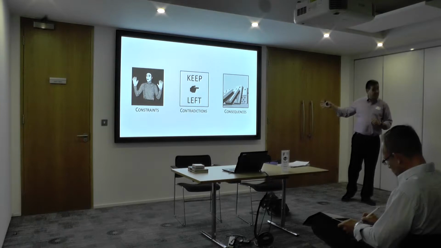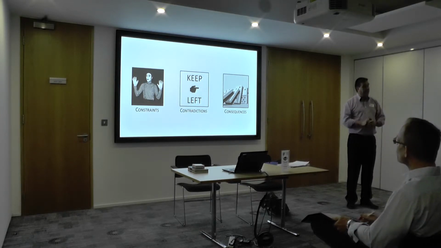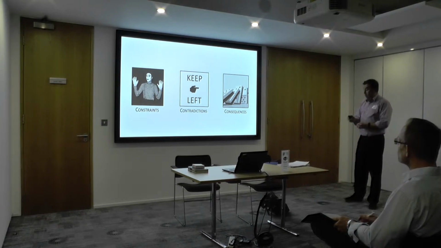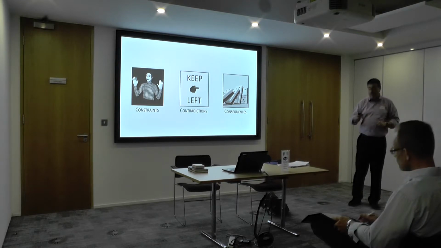Constraints, contradictions, and consequences. Three different things, but actually quite related to each other when we're looking at how to understand a problem space and what to do about it. Constraints first. I'm going to talk through these as three individual parts, but then bring them together at the end.